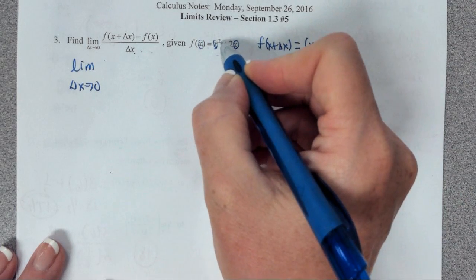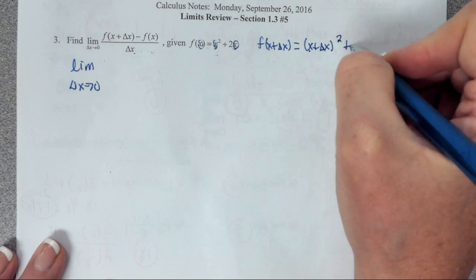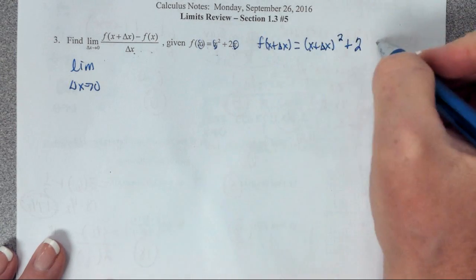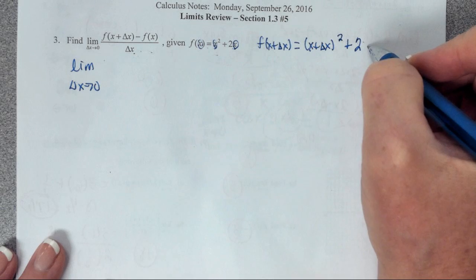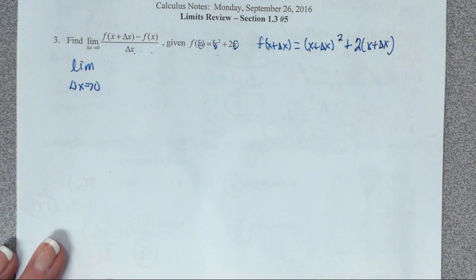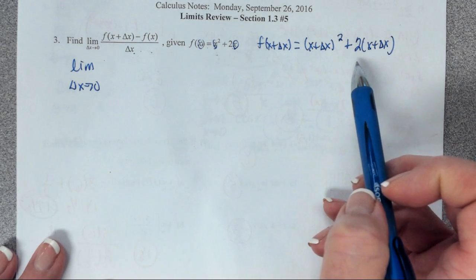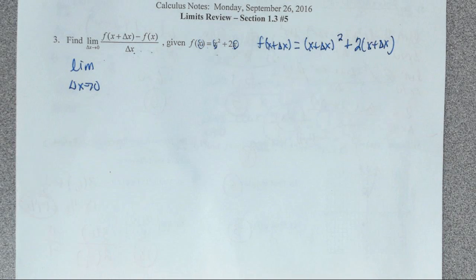What is happening to that? It has to get squared. Then I have to do plus 2 times. Do I just put 2x? 2 times x plus delta x in parentheses. Okay, so that is what f of x plus delta x is equal to. So now we want to go ahead and we want to multiply all of that out. We might as well multiply it out as we're doing the limit problem.